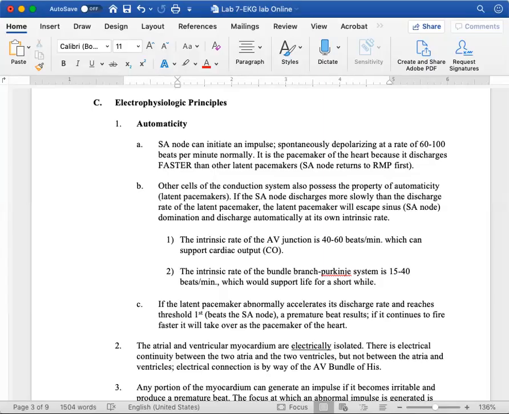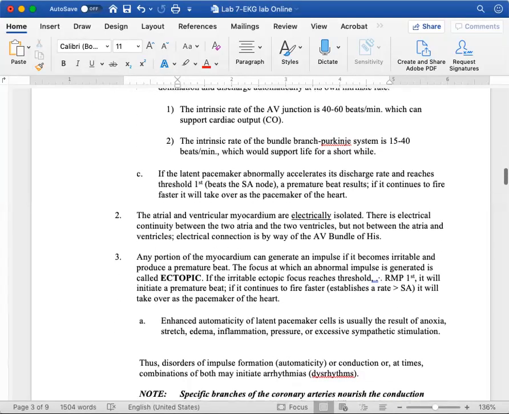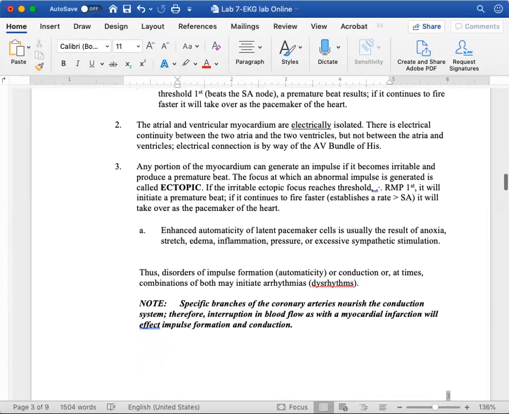Sometimes your cardiac cells get irritated, whether you're sick or dehydrated, and then you can produce random action potentials. Or sometimes you can generate an action potential irregularly, and that's going to result in a premature beat. And you can read that on your own.